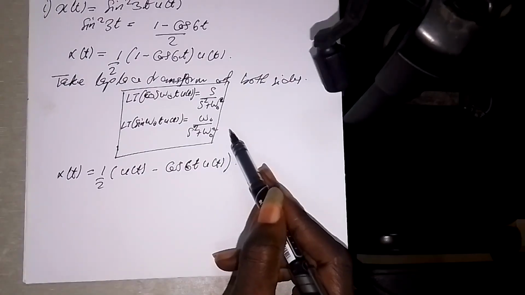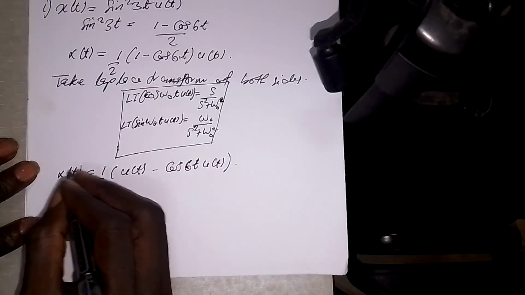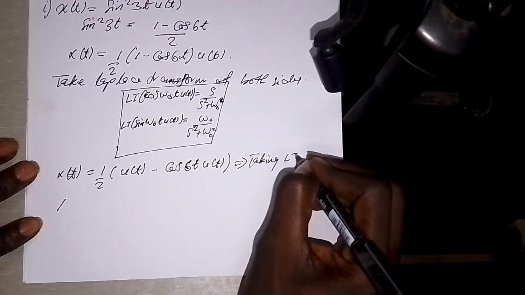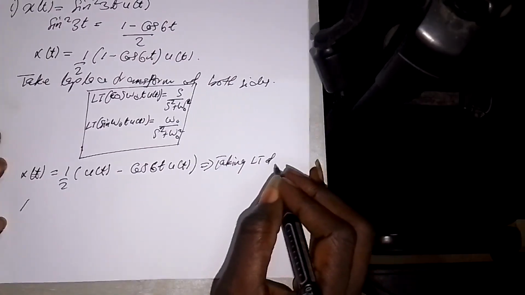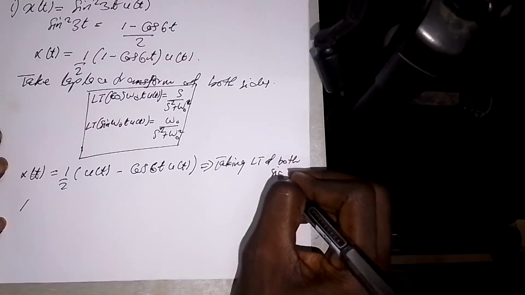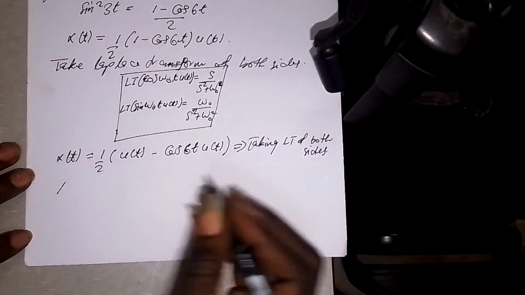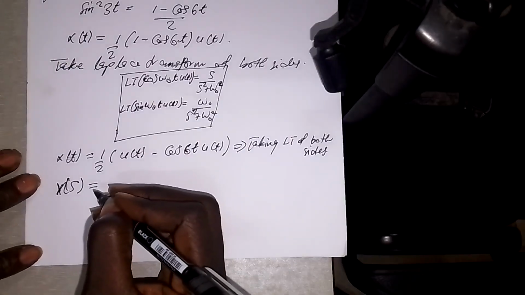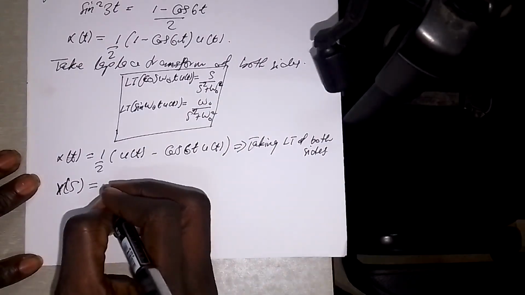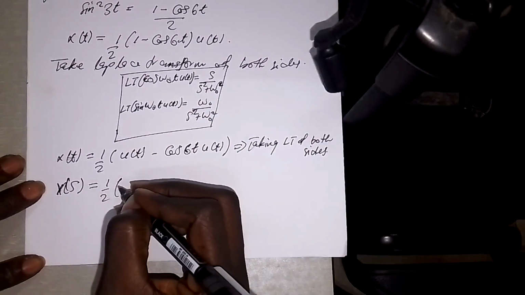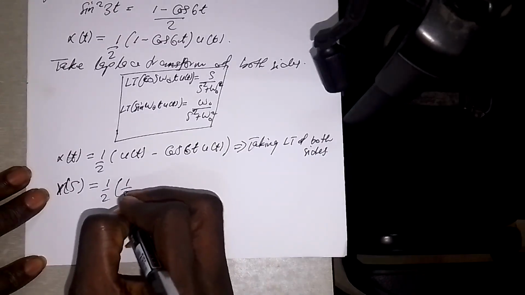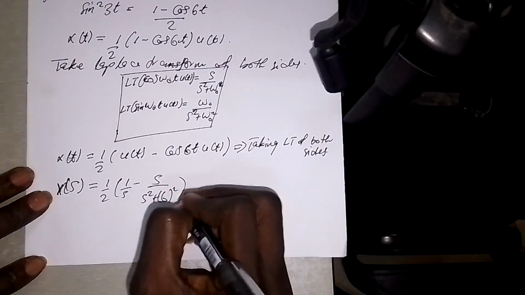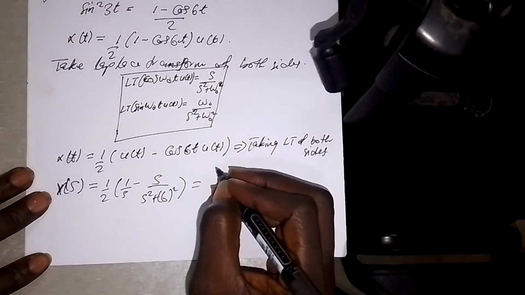All right, so now if I put all this together, taking the Laplace transform of both sides, I'm going to get X of s equals 1 over 2 into 1 over s minus s over s squared plus 6 squared.